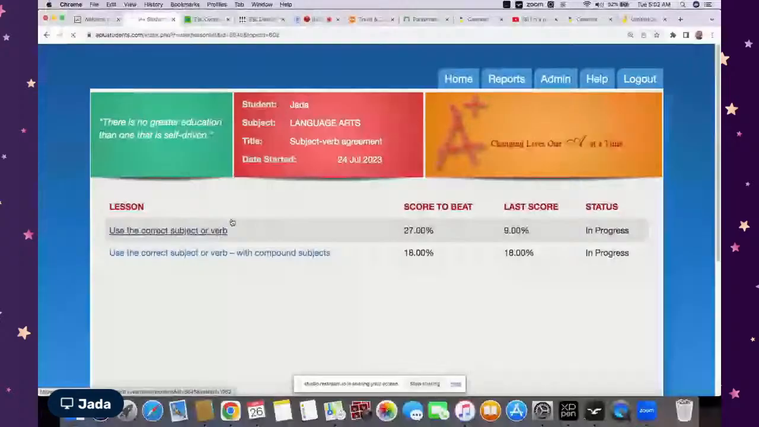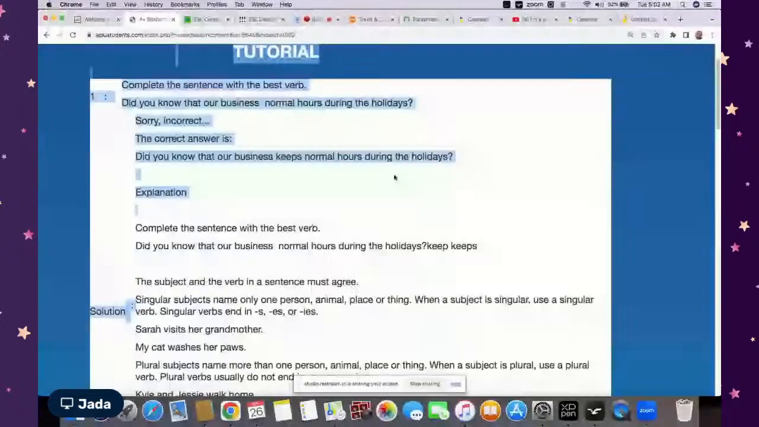All right, so we'll just have to read through the tutorials first. So it's really important that you go through your tutorials. If you do not go through the tutorials and then you just move on to the test, you will have no idea of what is going on.